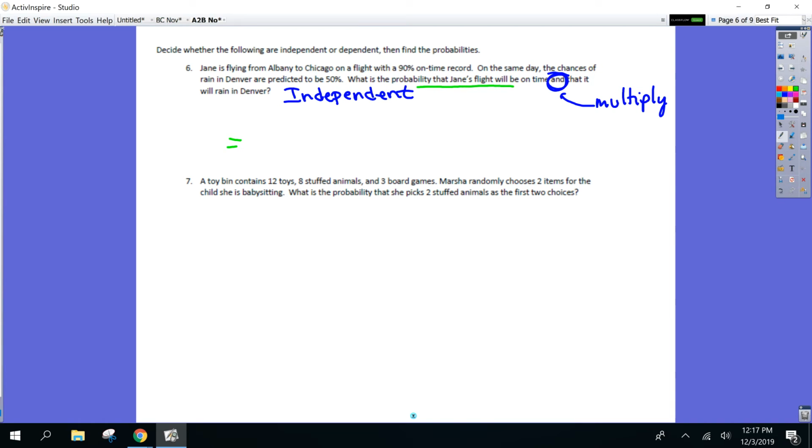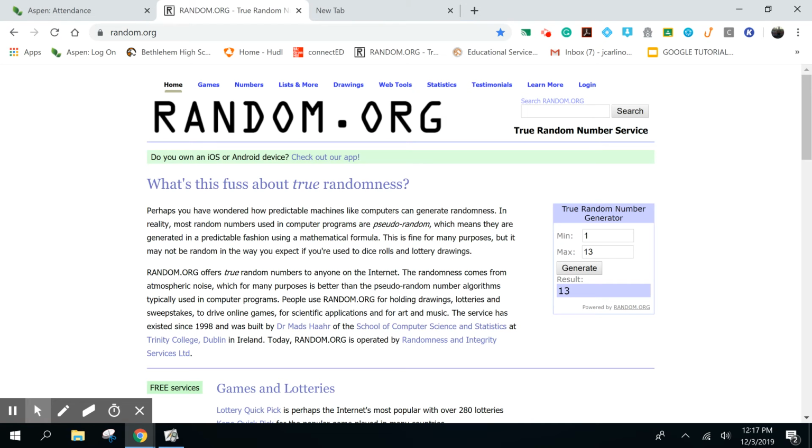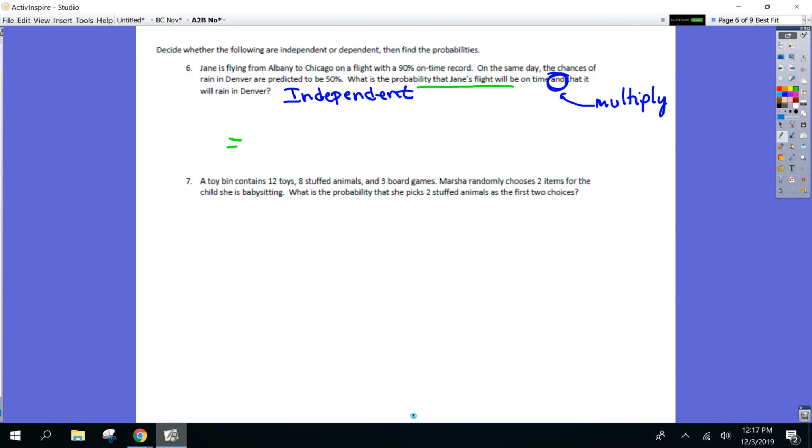Probability that Jane's flight will be on time. What do you got for me there? What's that probability? 9 out of 10. I like that you put it in a fraction. Beautiful. Or you can do 0.9 if you want to leave it as a decimal. But don't multiply it by 90 or something, it can't be bigger than 1. So 9 out of 10 times.